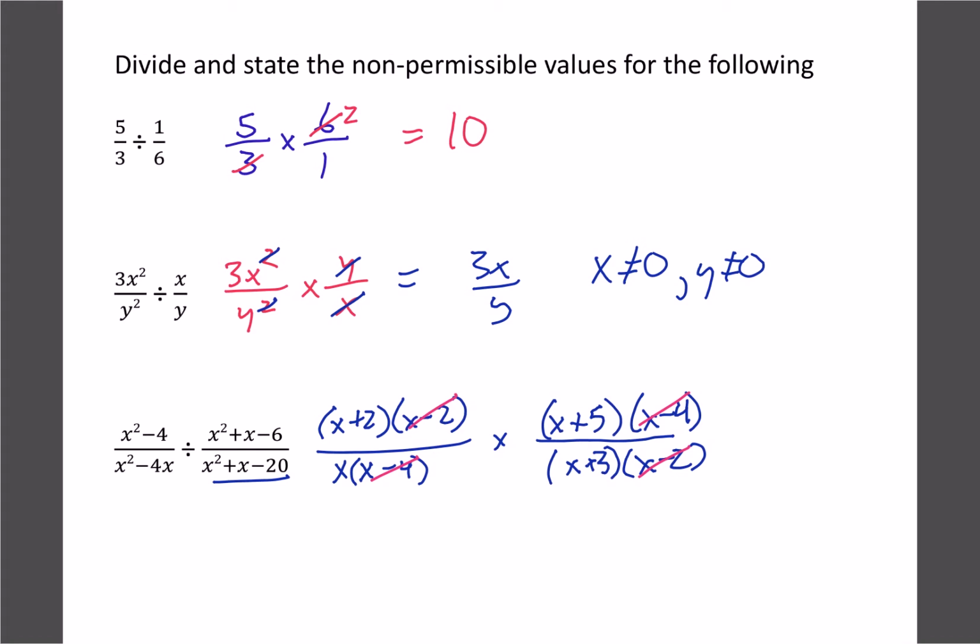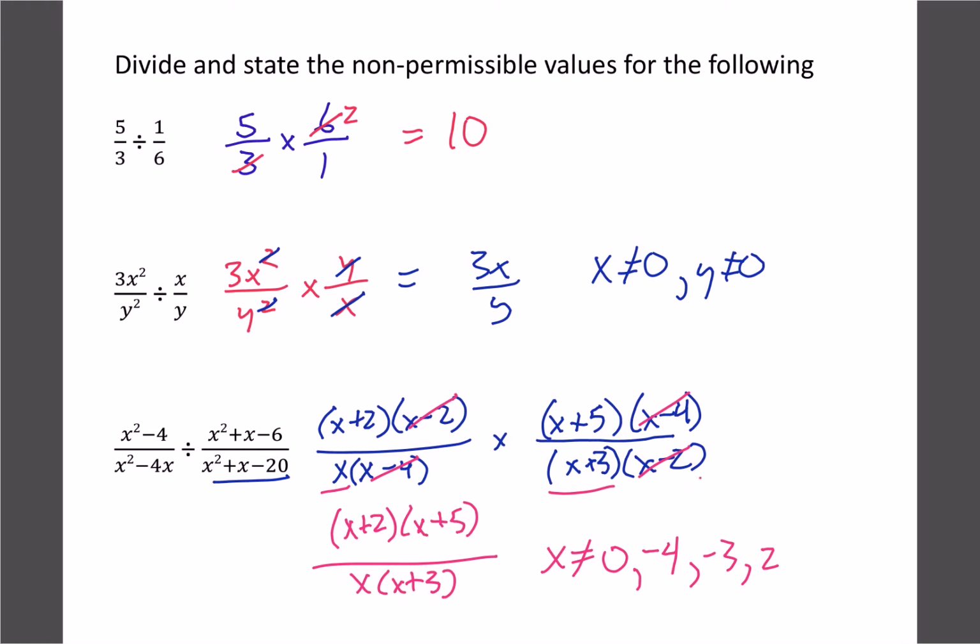And that's about it. So in this case, our final answer then would be x plus 2 and x plus 5 left over on top. And x and x plus 3 left over on the bottom. And our non-permissibles would be 0, minus 4. And we got negative 3 and positive 2 on the bottom there.